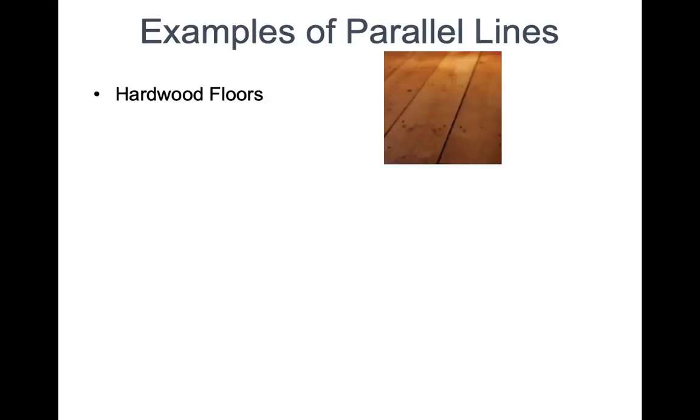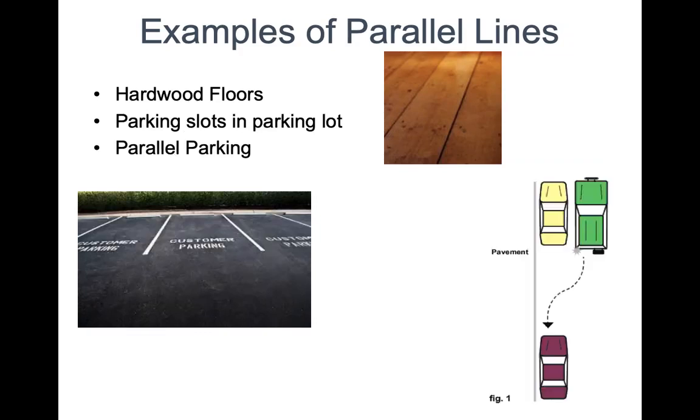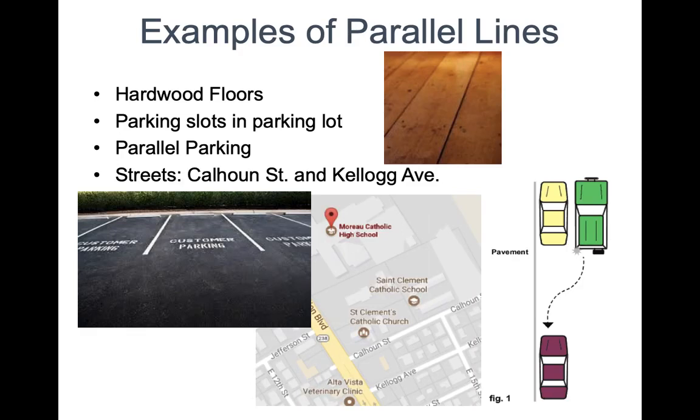And so again, we've gone through examples before, like hardwood floors. Those lines in the hardwood floors are parallel lines. They'd never meet, even if you continued on forever and ever. Parking lot, same thing. And we've talked about the bane of all 16-year-old existence, parallel parking, right? When you parallel park, your wheels are parallel to the curb. Okay, so those are all examples of parallel. And then streets are parallel. So for example, Calhoun and Kellogg Street right near us are parallel streets.